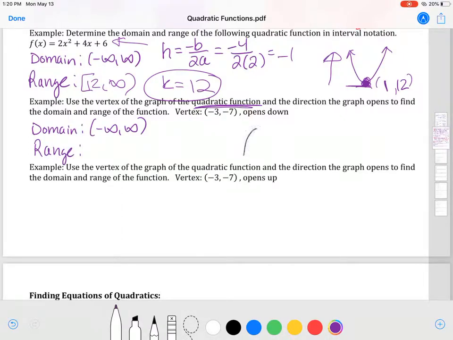Since it opens down, and my vertex is negative 3, negative 7, I know that I'm going to have a maximum value of y. It's going to go down forever. So it's going to go from minus infinity up to a maximum number. And that maximum number, where it stops, would be at negative 7.